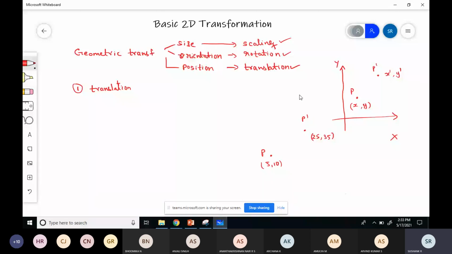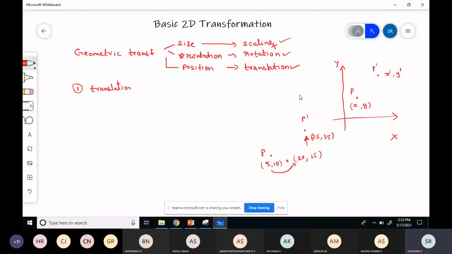How this can be done: for this initial position 5 comma 10, you need to add an offset value. If I want to get 25, for this 5 I should add 20. And if I want to get 35, for this 10 I should add 25. So if I add the offset value to the initial coordinates, I'll get this final value. By adding 5 with 20, I'm getting 25. By adding 10 with 25, I'm getting 35.